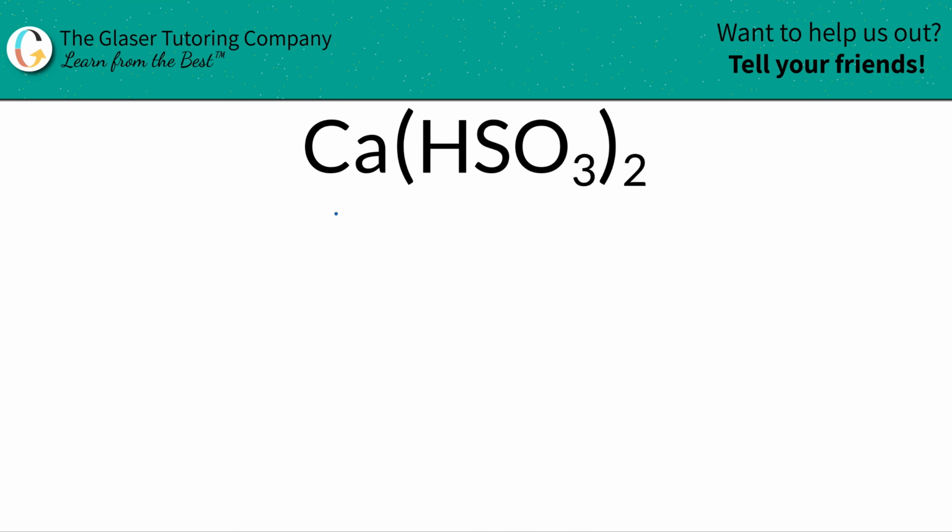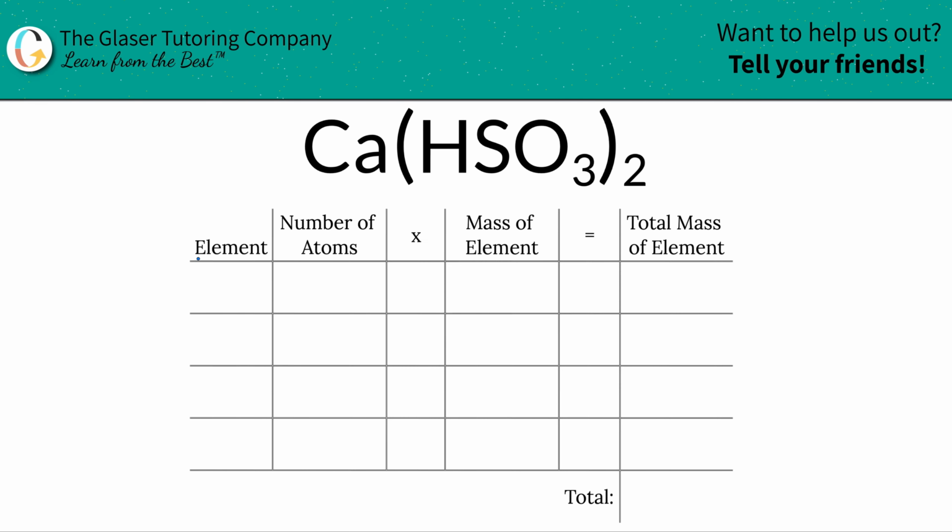So what is the molar mass of calcium hydrogen sulfite, you say? Well, that's what I'm going to teach you. Let's use this table to help us out. Bam. So the first thing I'm going to do is write down the elements in the compound. So we have calcium, we have hydrogen, we have sulfur, and we have oxygen.